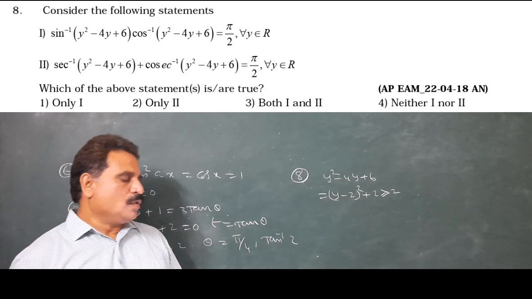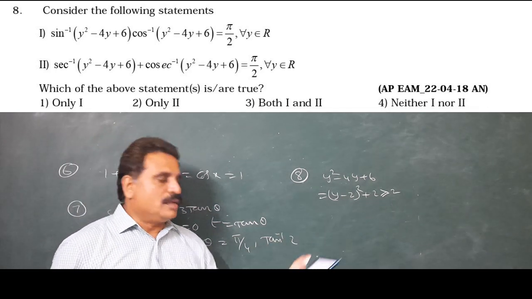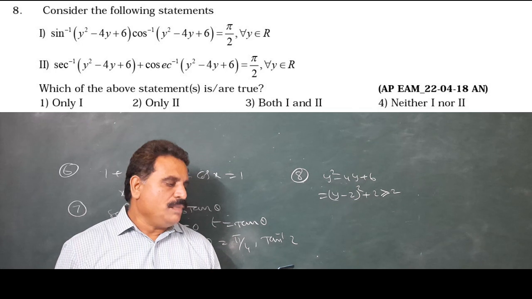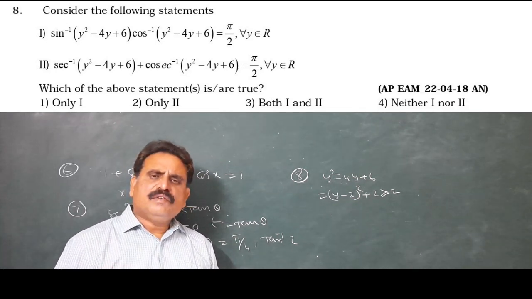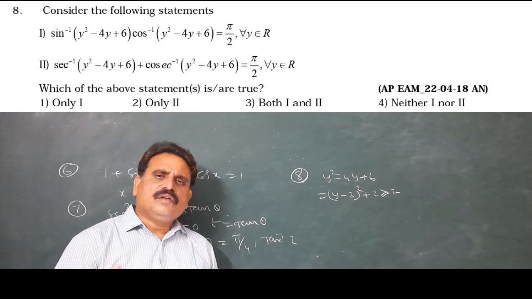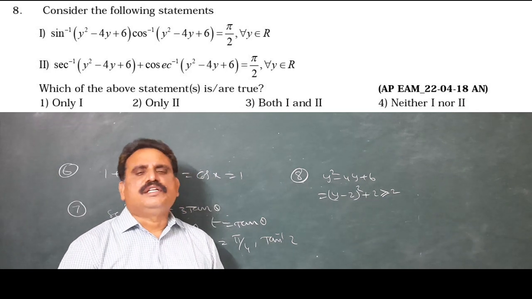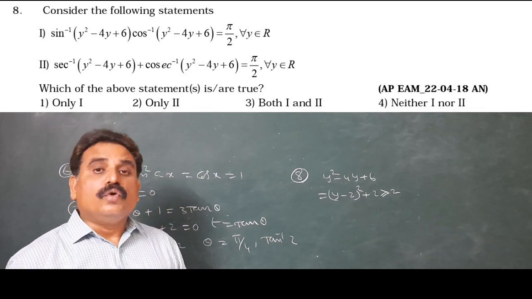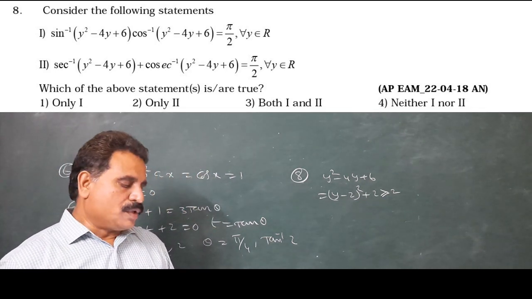Here y square minus 4y plus 6 is always greater than or equal to 2. That sum is pi by 2. Secant inverse and cosecant inverse, greater than or equal to 2, well defined. So that pi by 2 is true. So only 2 is true. Option 2.